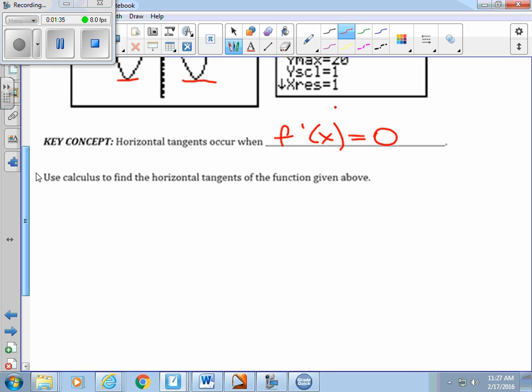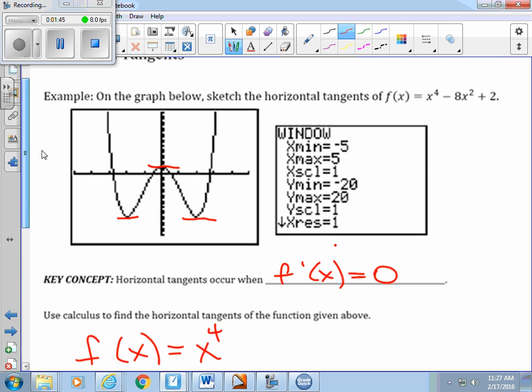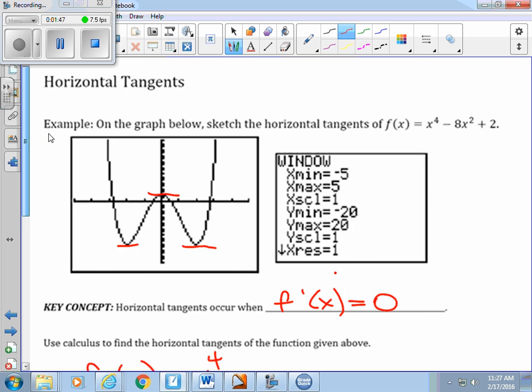Have you ever been able to find a maximum or minimum by hand before? Not unless it was a parabola, and most of you don't remember that formula either. The negative b over 2a thing.